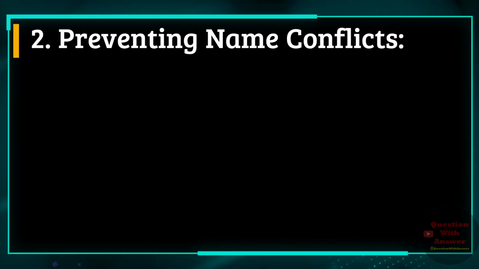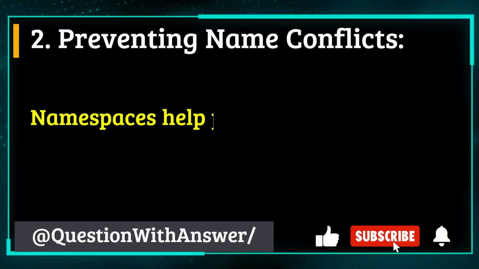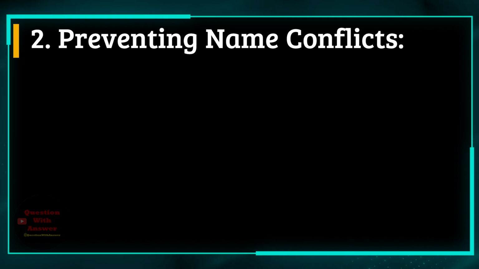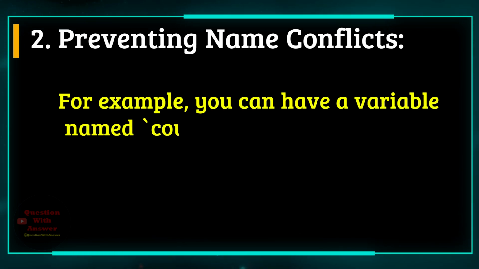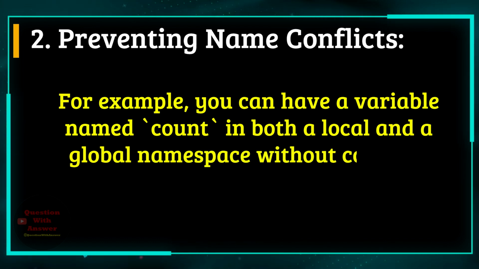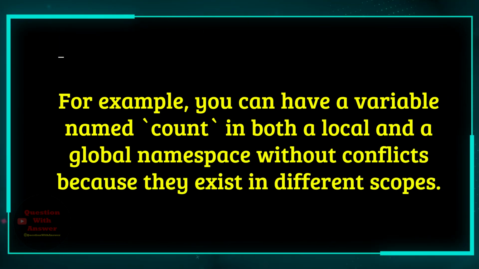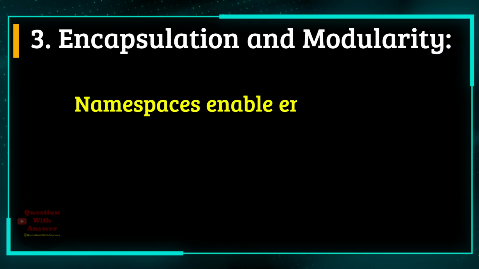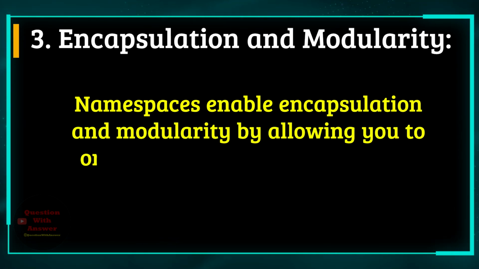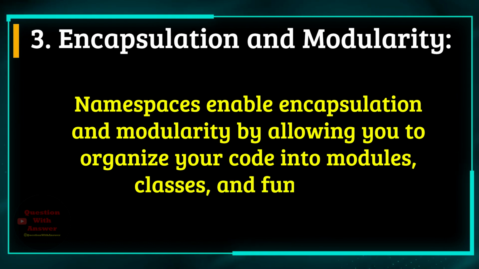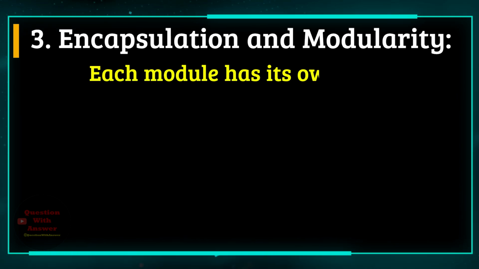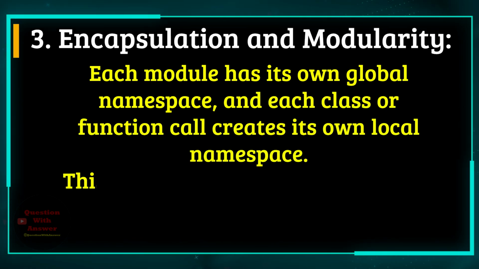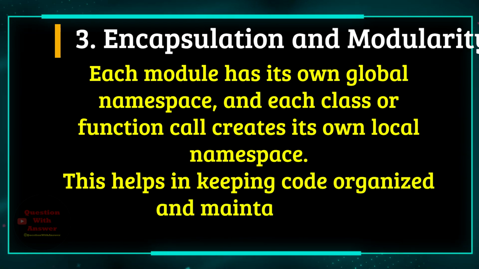2. Preventing name conflicts. Namespaces help prevent naming conflicts by providing a way to encapsulate names within specific scopes. For example, you can have a variable named count in both a local and a global namespace without conflicts because they exist in different scopes. 3. Encapsulation and modularity. Namespaces enable encapsulation and modularity by allowing you to organize your code into modules, classes, and functions. Each module has its own global namespace, and each class or function call creates its own local namespace. This helps in keeping code organized and maintainable.